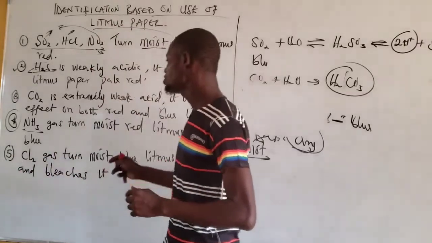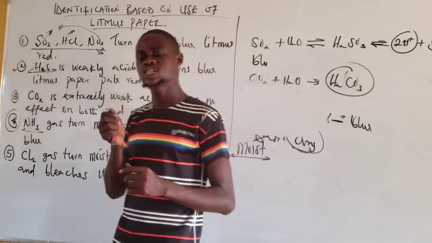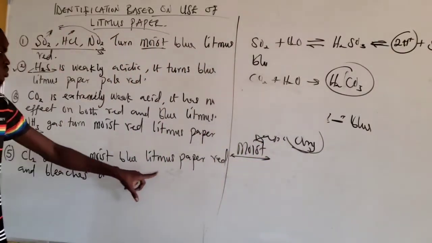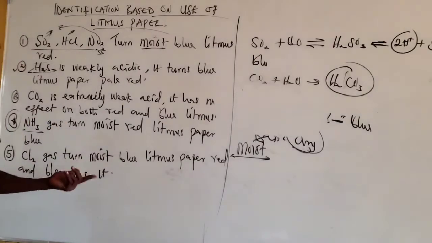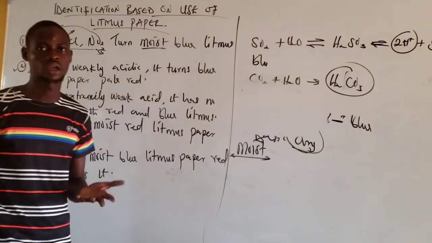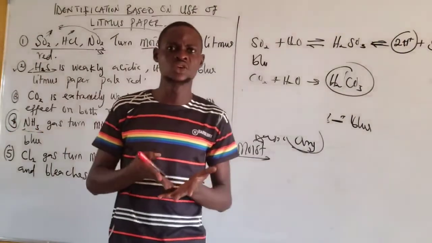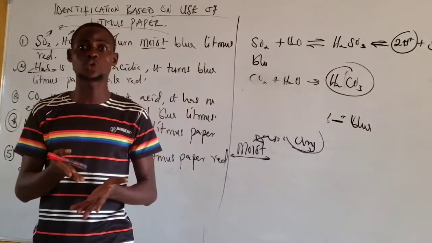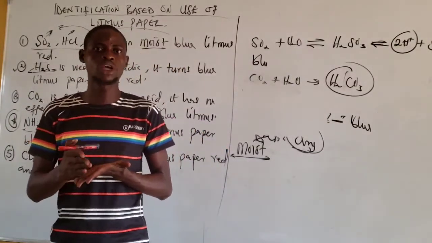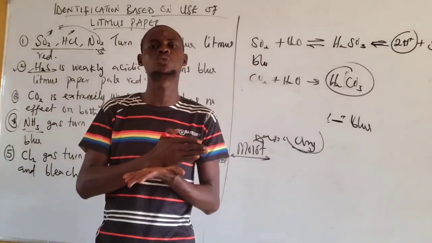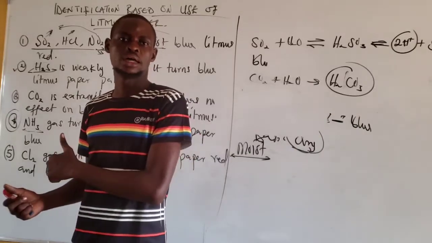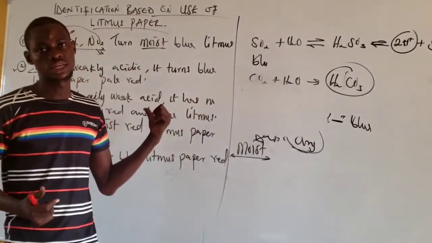Now note, whenever chlorine gas is reacted with a moist litmus paper, it can only react with a blue litmus paper. It converts a moist blue litmus paper into red and then bleaches it. Again, why is it that chlorine gas will surely bleach that litmus paper? Normally it converts to red, but when you later see the final product, it is going to become totally bleached.